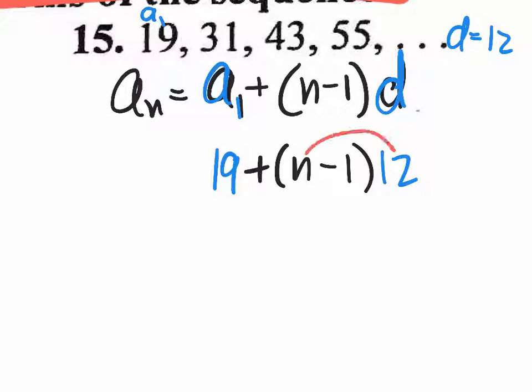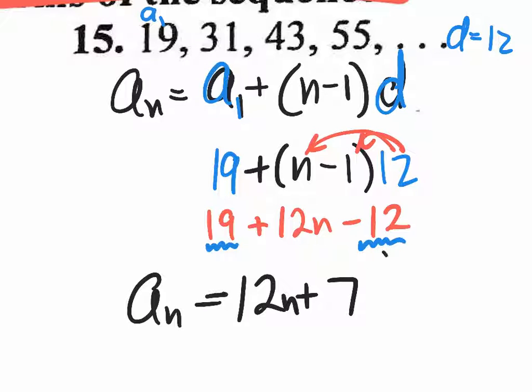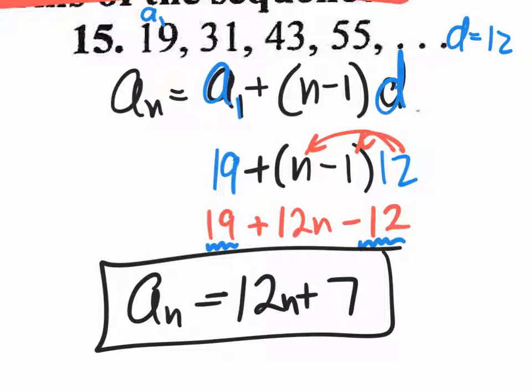So let's distribute 12 times n, that's 12n. 12 times 1 is 12, but of course there's a minus sign in between them, and there's a plus 19 out here in the front. So for your final step after distributive property is combining like terms. 19 minus 12, that is 7. So we're going to have 12n plus 7 equals a sub n. A sub n equals 12n plus 7.